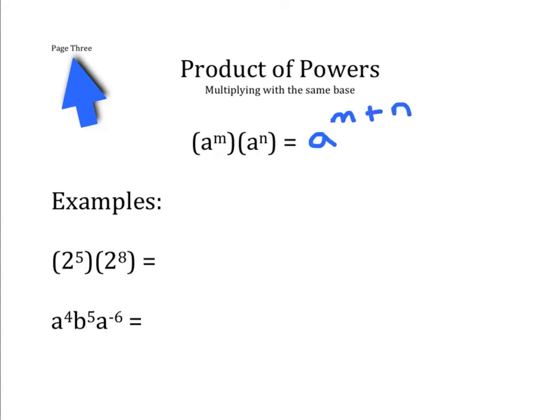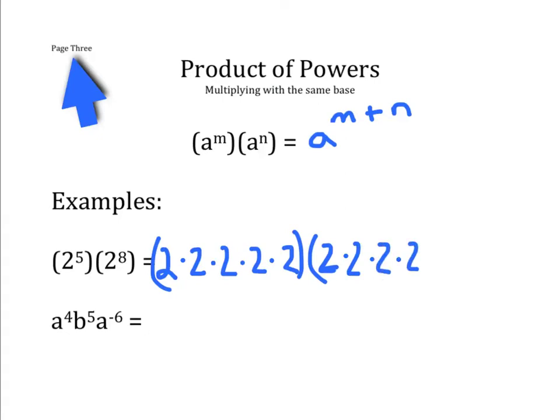So let me explain further. Down here we have other examples, 2 to the 5th and 2 to the 8th. So we can write that as 2 times 2 times 2 times 2 times 2. So that's 5 2's. And then we're going to multiply that by 8 2's: 1, 2, 3, 4, 5, 6, 7, 8. So really what we have here is 5 2's all being multiplied by each other. Then we have another 8.